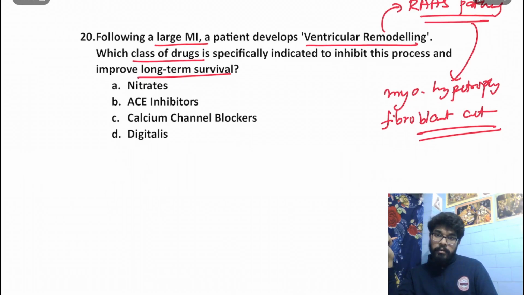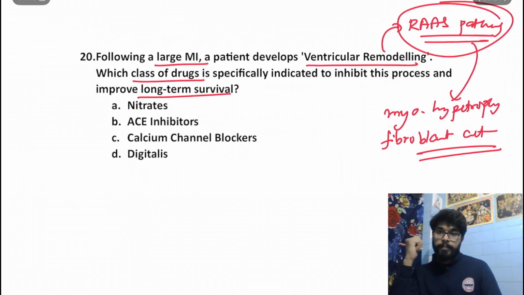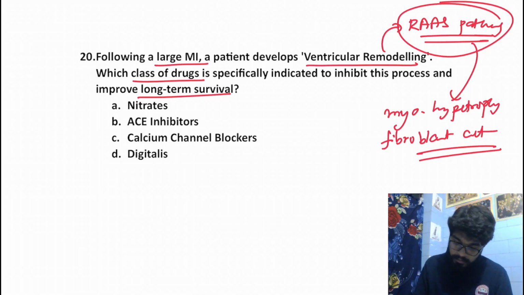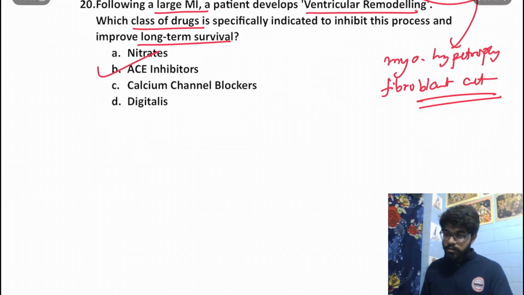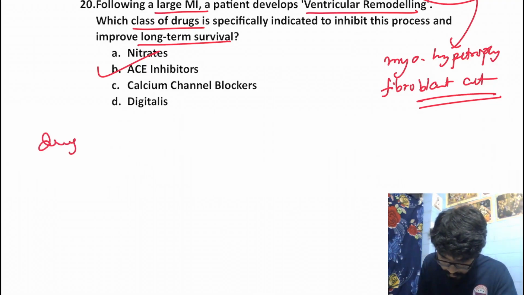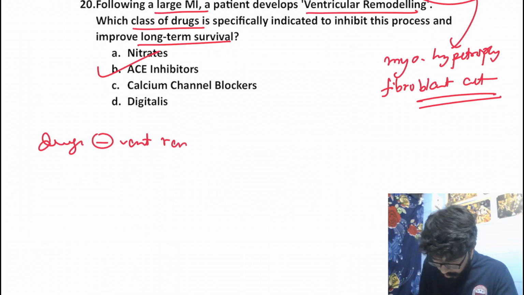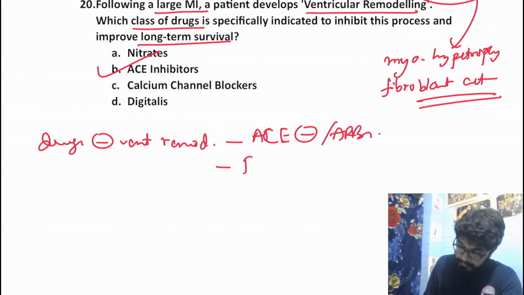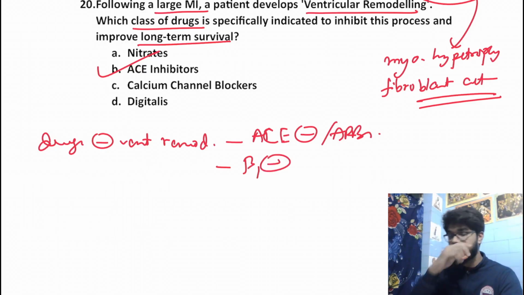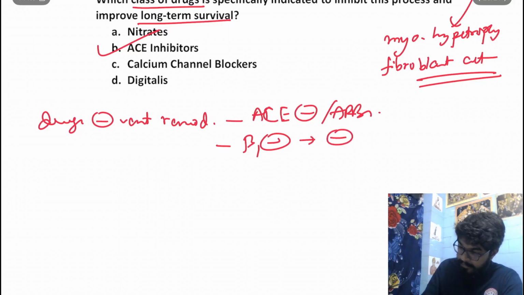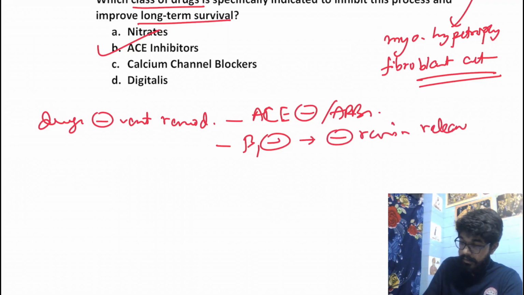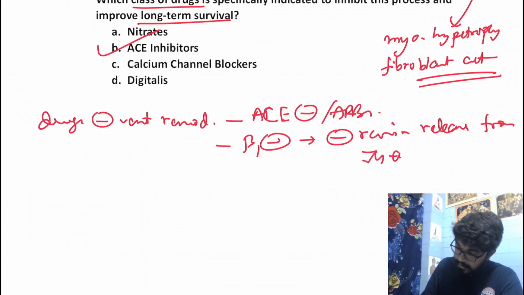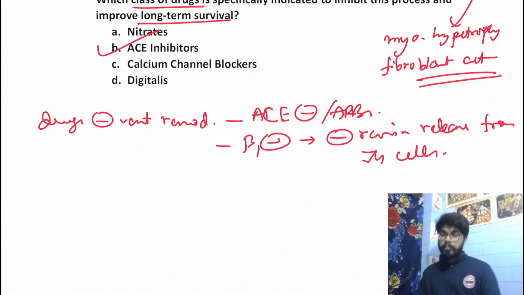So in order to stop that, we need to stop this RAS pathway. And how do we do that? Anything which can stop the RAS pathway would be beneficial over here. So the answer would be ACE inhibitors, because they do stop the RAS pathway. So the drugs that inhibit ventricular remodeling include ACE inhibitors and ARBs. Besides that, we have selective beta 1 blockers, because they inhibit renin release from the JG cells.